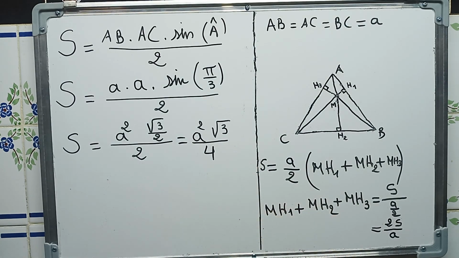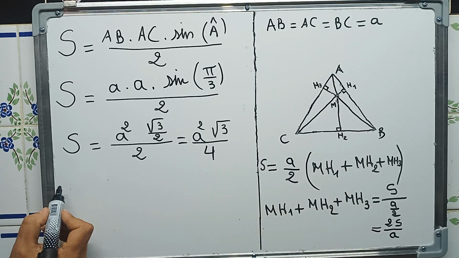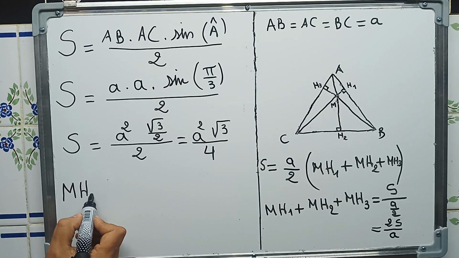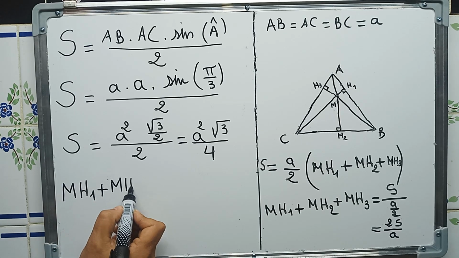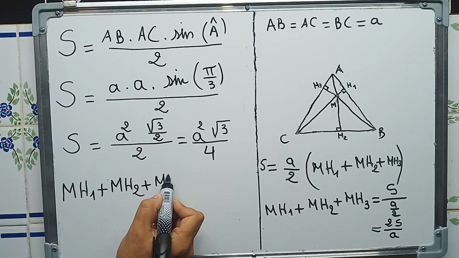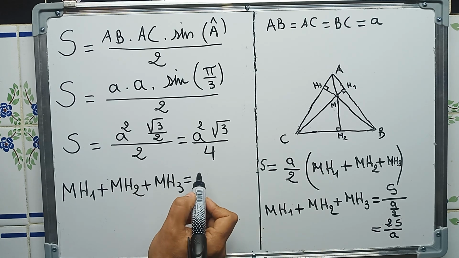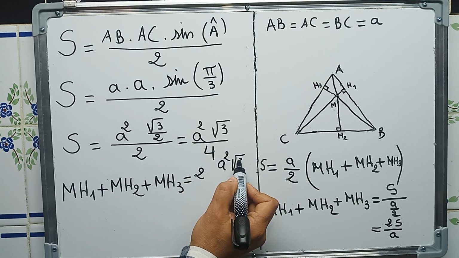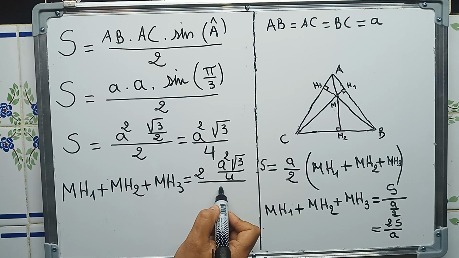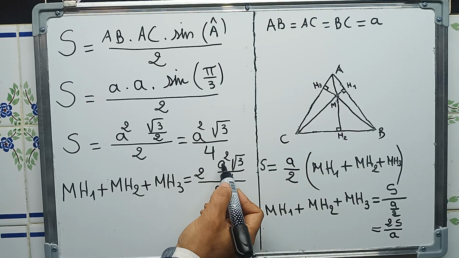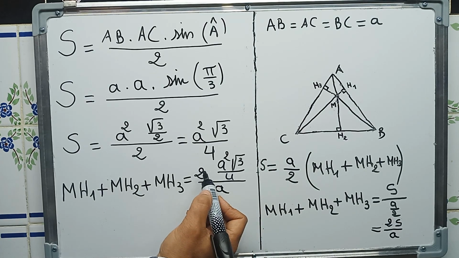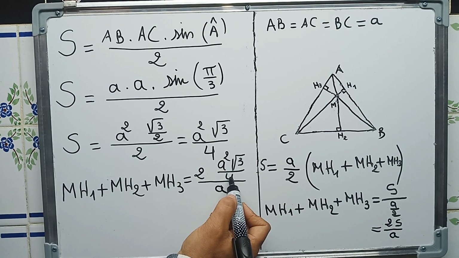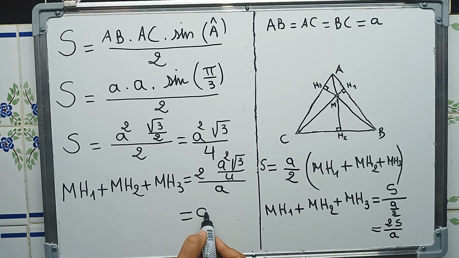Now we replace in our other formula and we will finally have MH1 plus MH2 plus MH3 equals 2 times S, which is A squared square root 3 by 4, by A. Here we have A, which will cancel, and 2 will cancel with 4, so there remain 1 and 2 here. So we will have A square root 3 by 2.